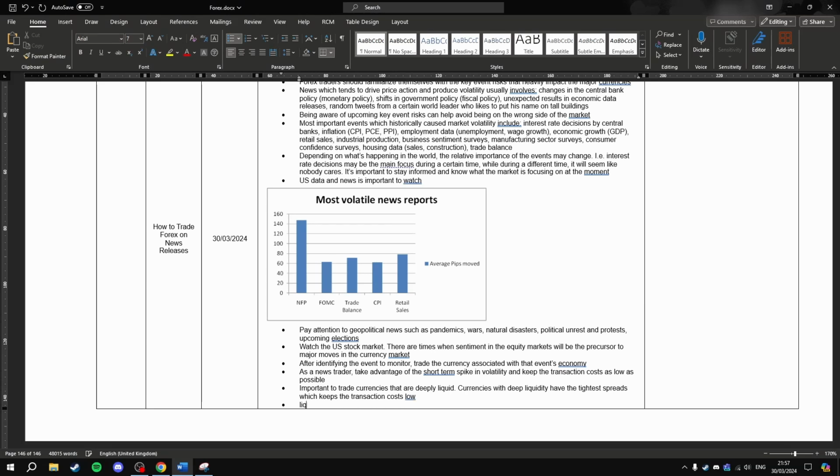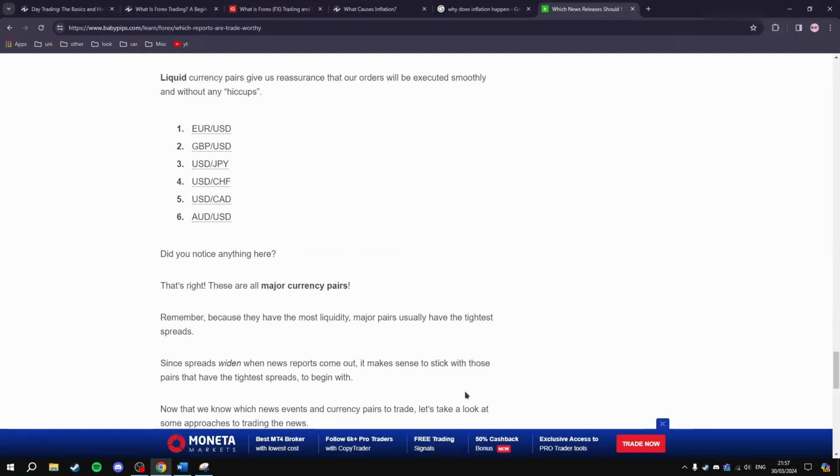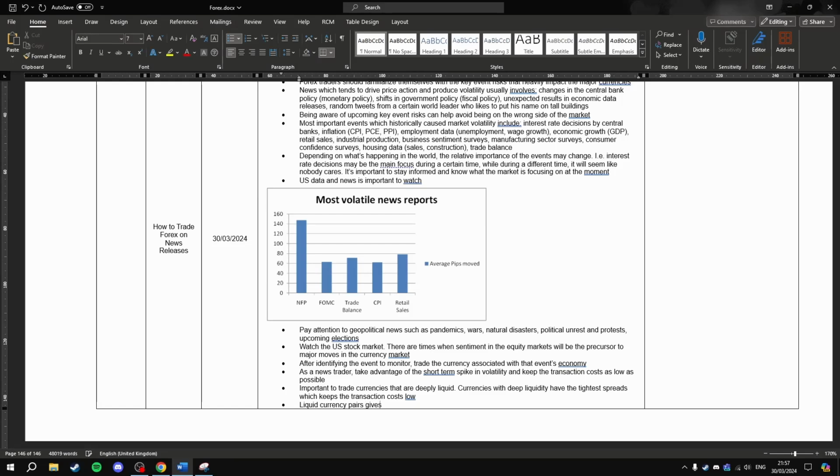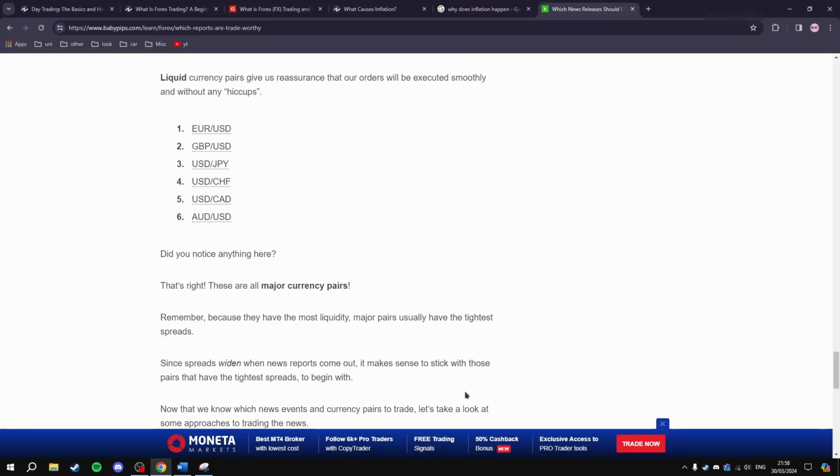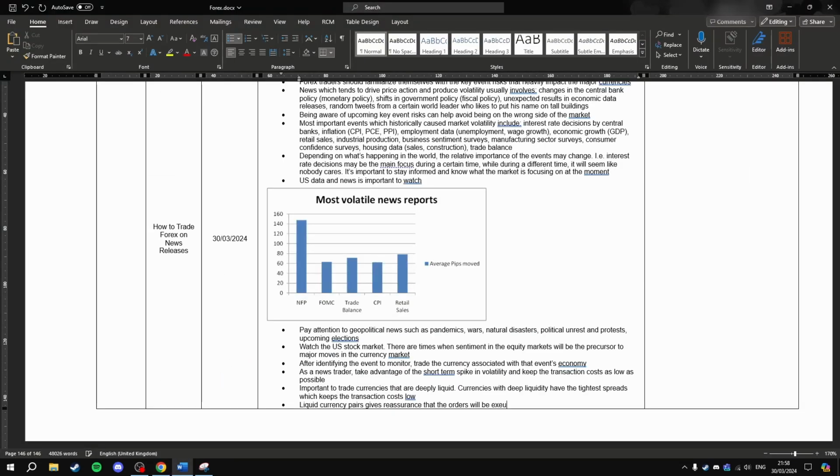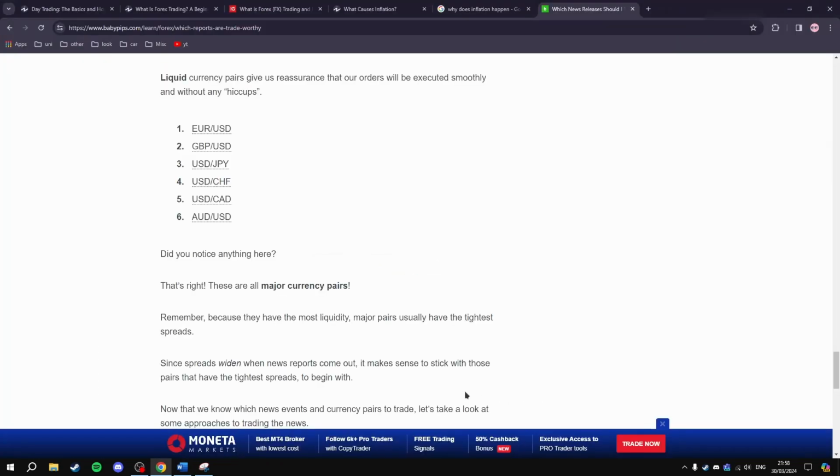Liquid currency pairs give assurance that the orders will be executed smoothly.